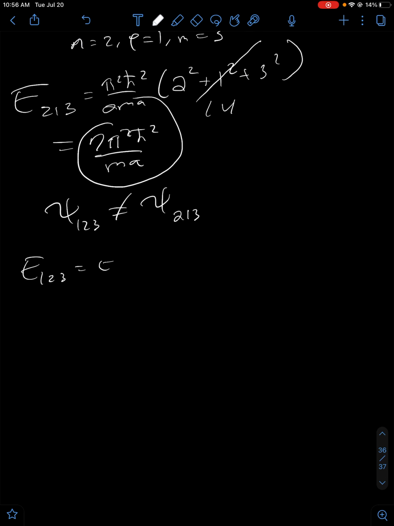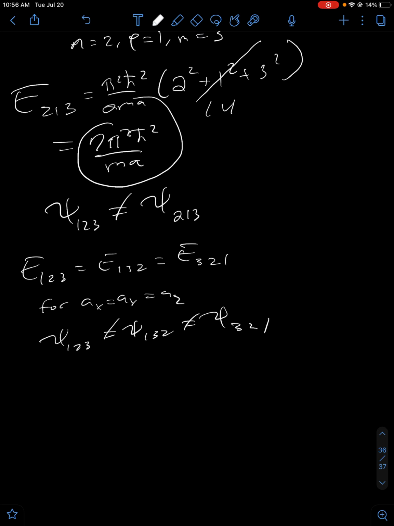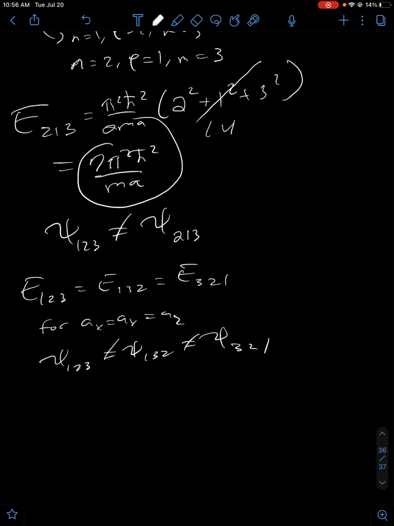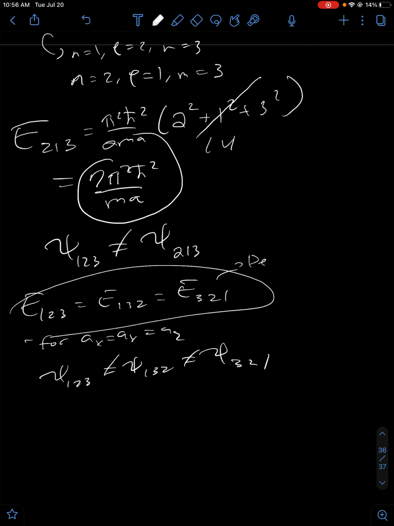Basically, E_123 equals E_132 equals E_321 for a_x equals a_y equals a_z. However, ψ_123 will not equal ψ_132 and it will not equal ψ_321 since they depend on x, y, and z. Right? It's a function, not a constant. So this is really cool because our separate eigenstates correspond to the same energy, since these are all equal, right? And we call this degeneracy.